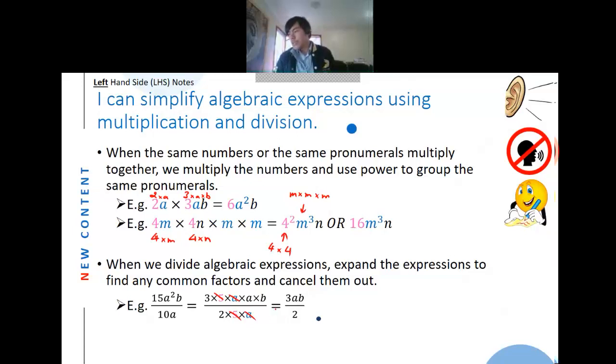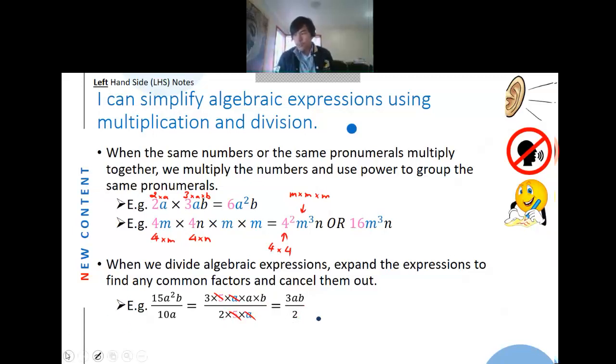So then what I'll do is I have a look at what number or numbers and letters do we have left. So at the top we've got 3 times A times B, so we write it as 3AB. And then at the bottom we just have a number 2, so we write 2 there. Okay, so I hope that makes sense.